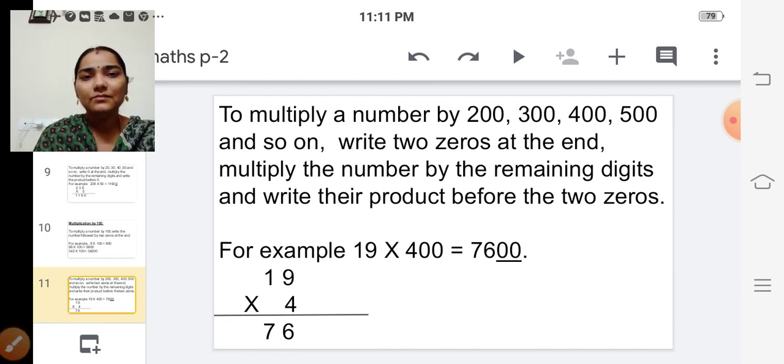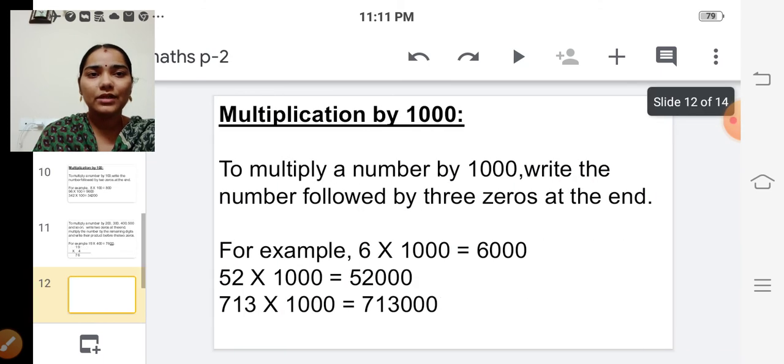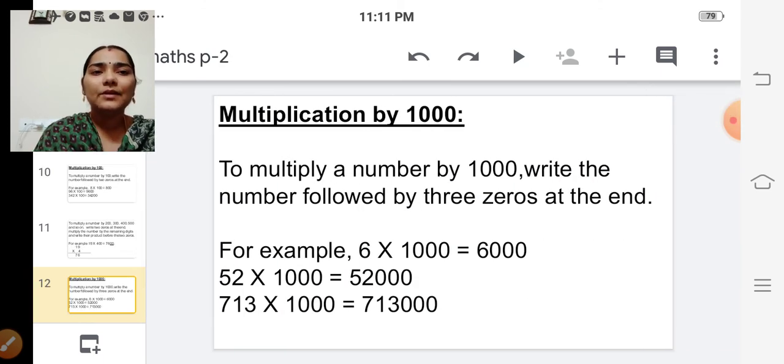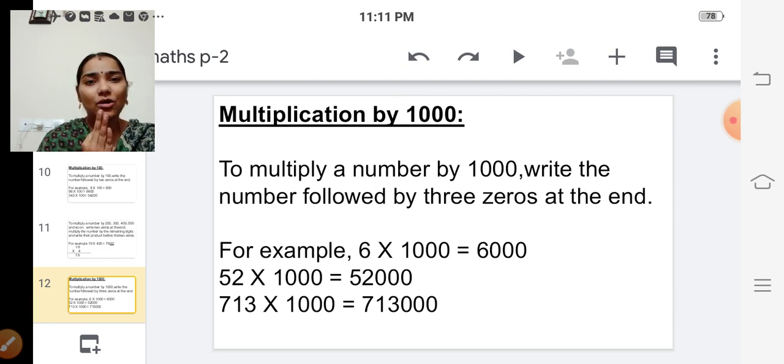Yes. So we'll move on to the next one. Multiplication by 1000. Like multiplication by 10 and by 100. Here also we are going to write the number as it is and we have to put 3 zeros at the end. Why? Because in the number 1000, how many zeros are there? 3 zeros are there, isn't it? So we have to put 3 zeros at the end.